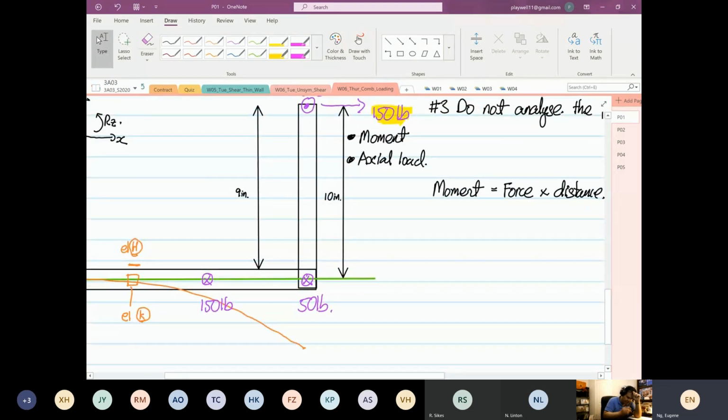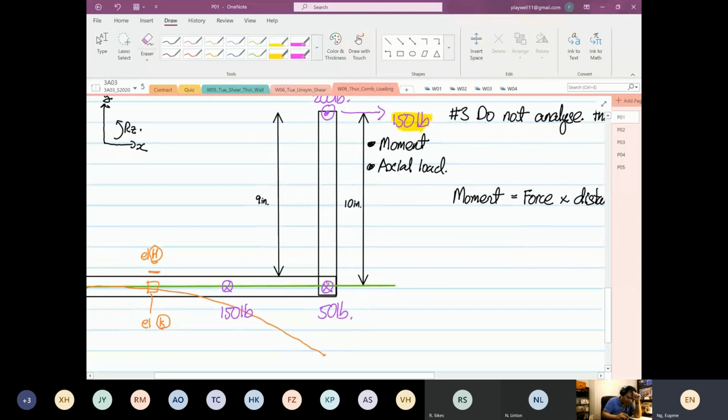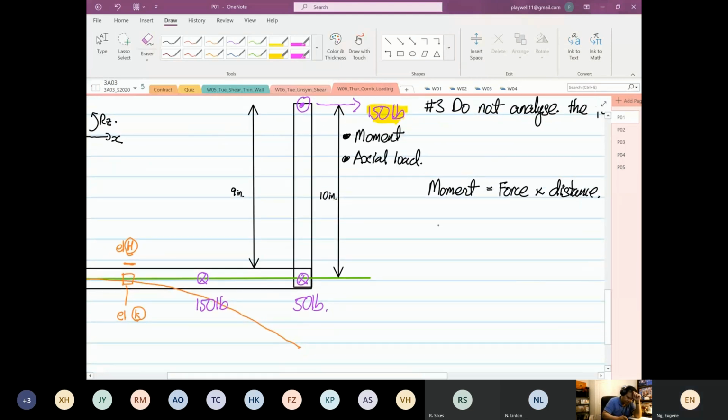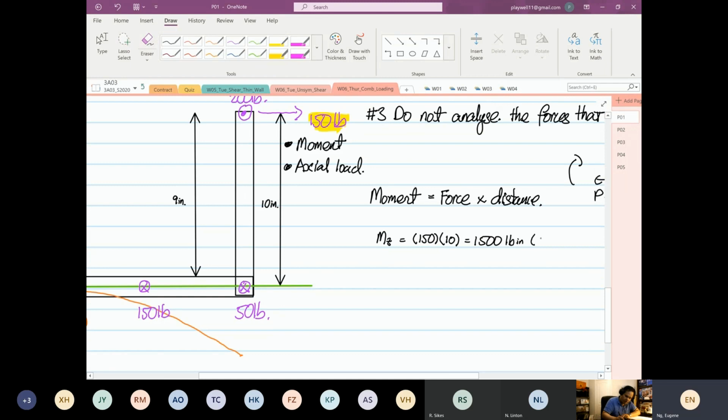So if you look at that, let's calculate first. So moment about the Z axis is equal to 150 multiplied by 10. So this is equal to 1,500 pound-inch, and it's going to rotate in a clockwise direction. Yes or no? And then the formula that we're going to apply is what? Stress in X for bending first. Okay, let's look at bending first.